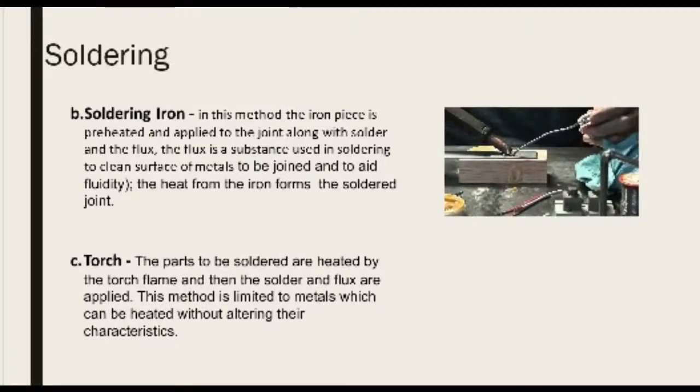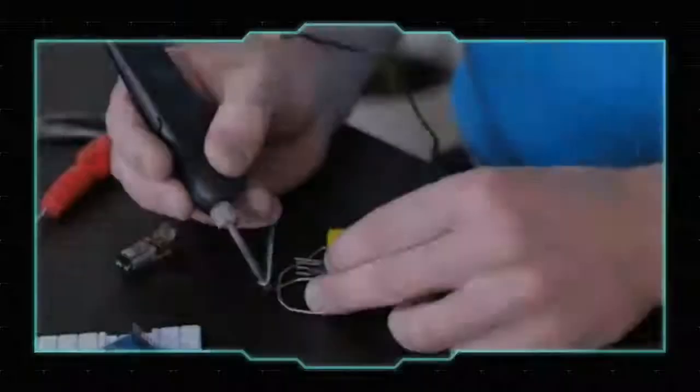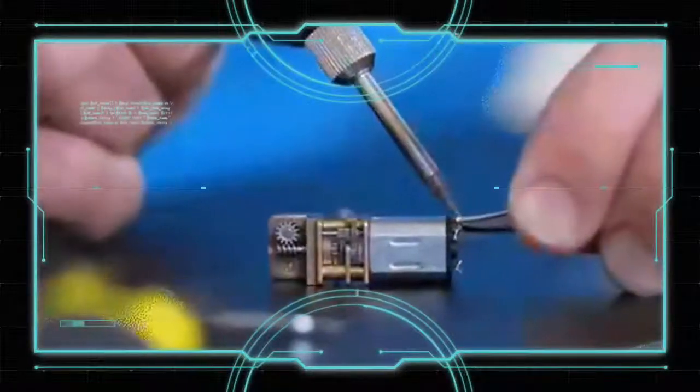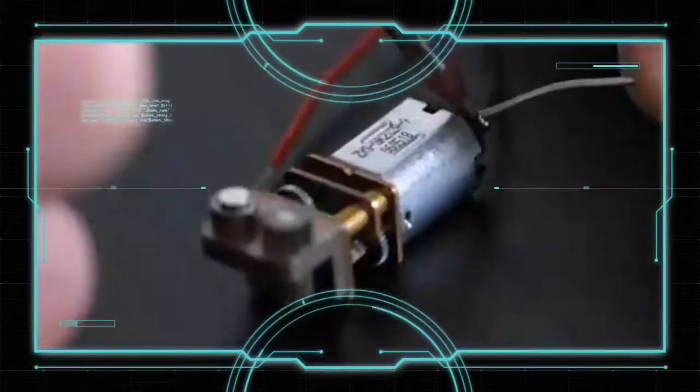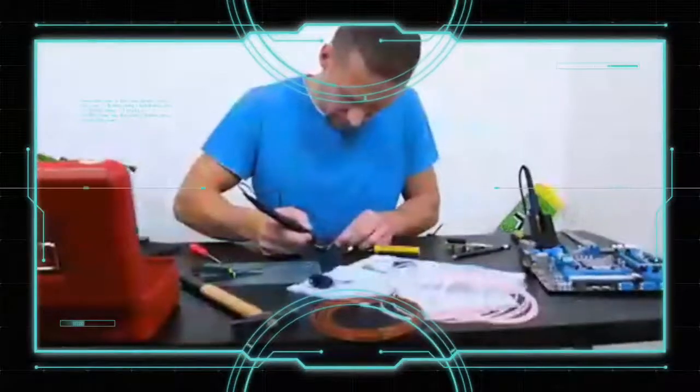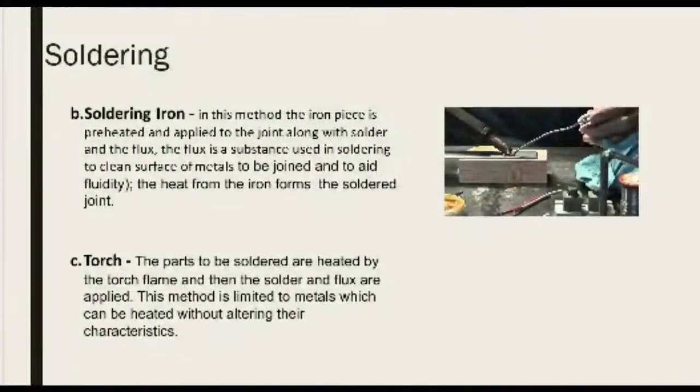We also have soldering iron and torch. In the soldering iron method, the iron piece is preheated and applied to the joint along with the solder and the flux. The flux is a substance used in soldering to clean surfaces such as metals. So we also have the torch. The parts to be soldered are preheated by torch flame and then the solder and flux are applied.